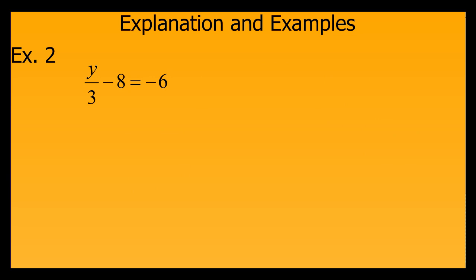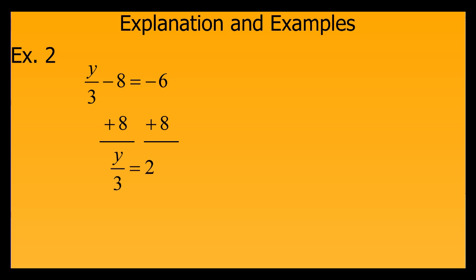Let's try another example. Again, our goal is to isolate the variable y in this case. We notice that y has been divided by 3 and then 8 is subtracted from it. We're solving this by doing the inverse operation in the reverse order of operations. So we're going to do the inverse of subtracting 8 first. So our first step is to do the opposite of subtracting 8, so we add 8 to both sides.